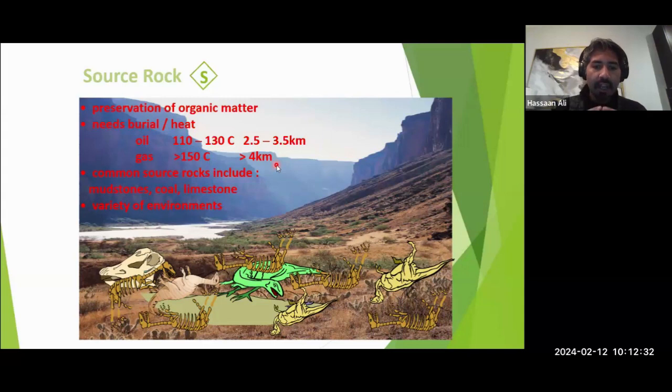The reason for that is that it requires immense pressure to convert that organic matter into oil. That is actually provided by the depth of earth on top of your organic matter to compress it, and under a certain temperature condition, it will convert into oil. For gas, you need a temperature higher than 150 degrees Celsius, and usually your depth increases to almost 4 kilometers. Common types of source rock, as I mentioned earlier, are your limestone, your mudstone, and your coal. These are porous rocks that will contain this organic matter, and they will act as a source rock.